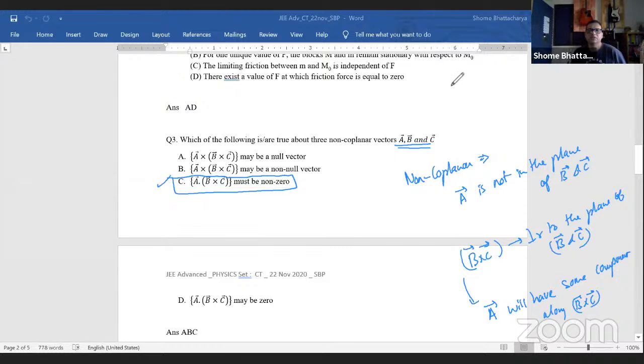In fact, if you just remember, that is the condition for coplanarity, that this should have been 0 if they are coplanar. So if they are non-coplanar, this has to be non-zero. Obviously B cross C is a vector, so its dot product with A is non-zero. You are doing this operation. So this is a vector which is perpendicular to the plane of B and C. So unless A is also in that plane, this dot product will not be 0.